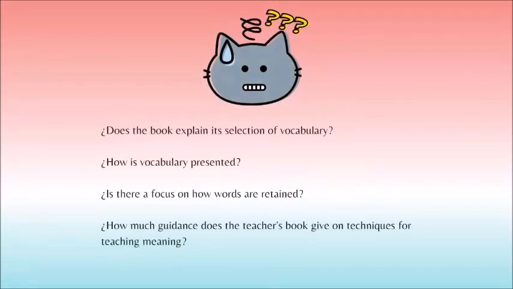When you are evaluating, you need to include these questions. Does the book explain its selection of vocabulary? I mean, is vocabulary given unit by unit? Second, how is vocabulary presented? Some aspects of vocabulary are collocation, word formation, and synonyms. Is there a focus on how words are retained? And finally, how much guidance does the teacher's book give on techniques for teaching meaning?